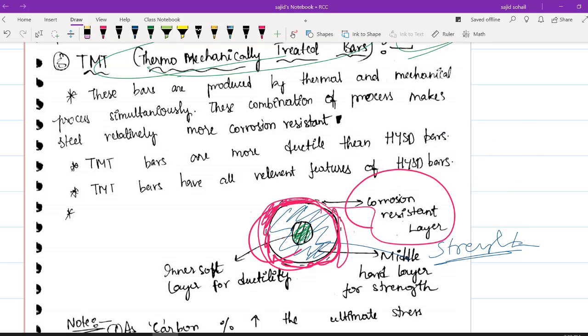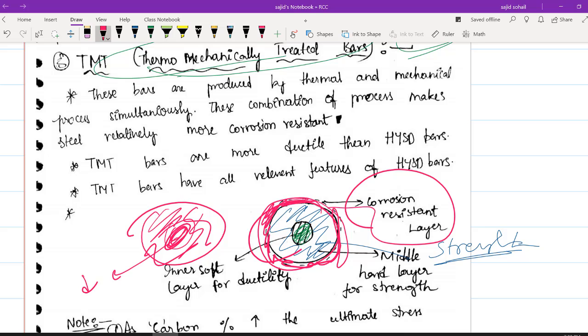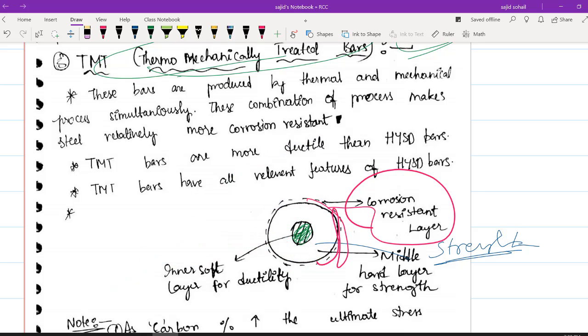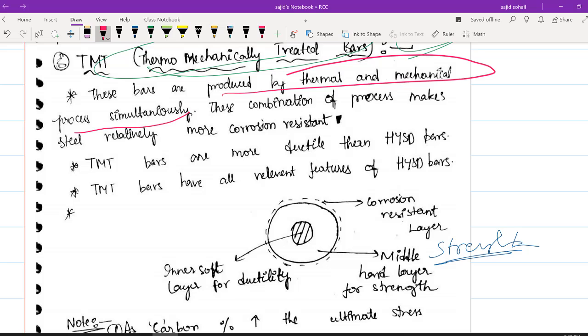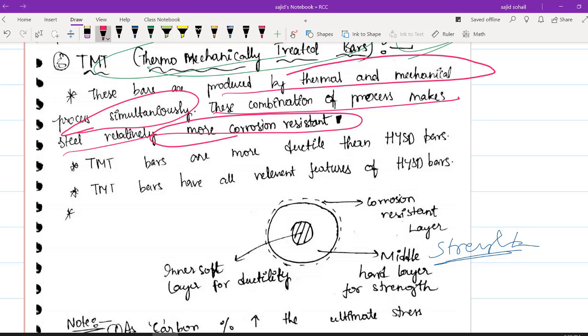So this configuration of an outer corrosion resistance layer, a high strength bar inside, and an inner soft core giving ductility, this combination of steel bars we are calling TMT bars. These bars are produced by thermal and mechanical processes simultaneously. This combination of processes makes steel relatively more corrosion resistant.